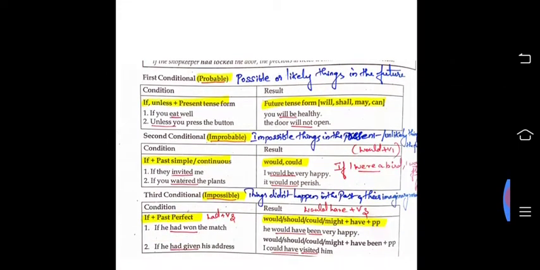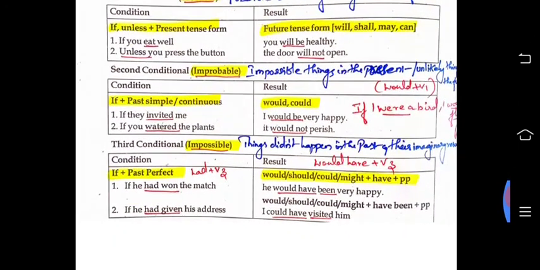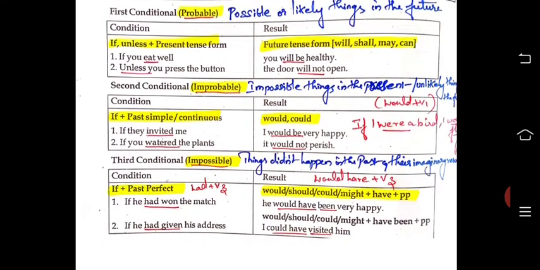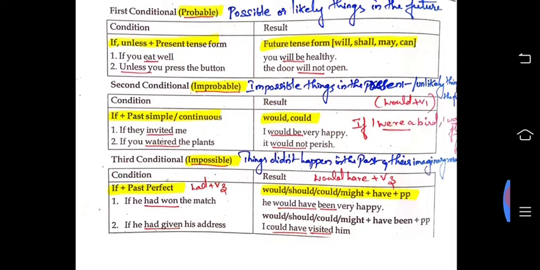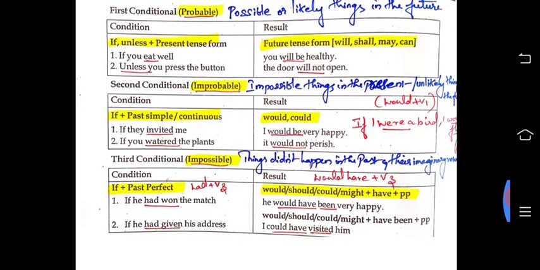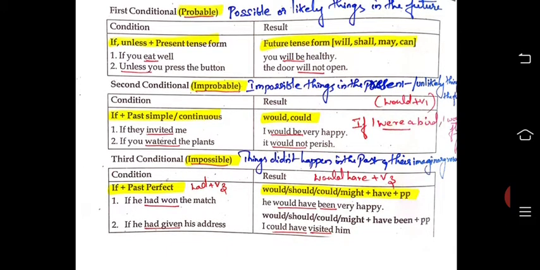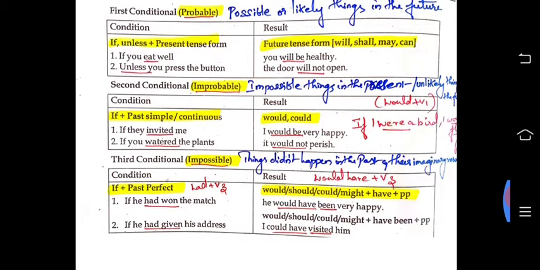Okay. So see, here I have divided. That is, as I said before, first conditional means what? Probable or possible. So the condition is if or unless plus present tense form, and the result we can close with a future tense form: will, shall, may, can, like that. If you eat well, you will be healthy. Unless you press the button, the door will not open.